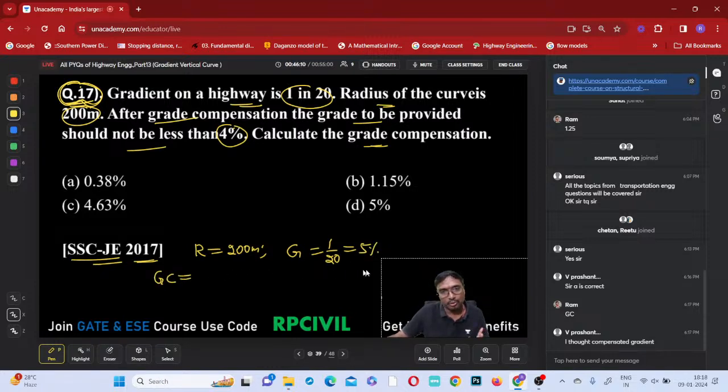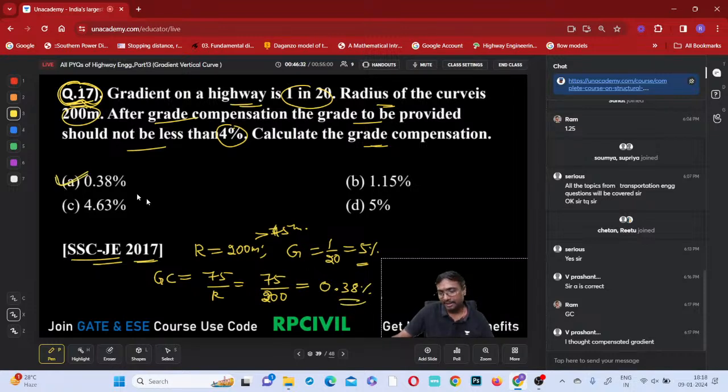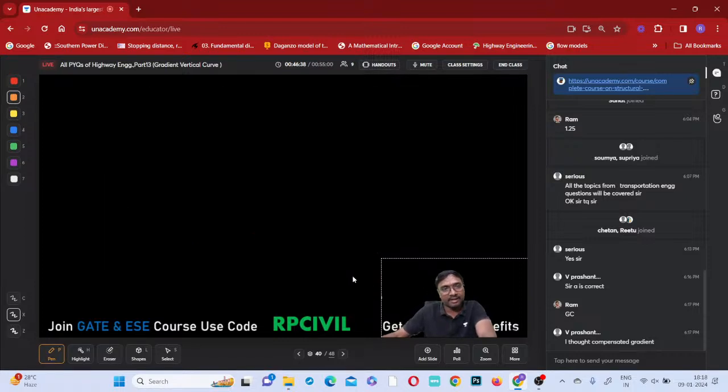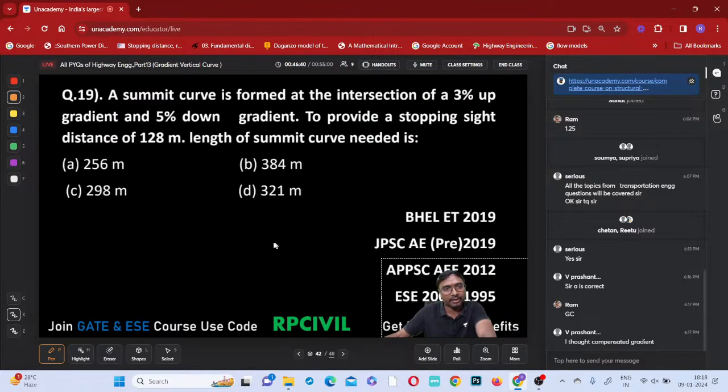Grade compensation is only asked, so it is greater than 45 meters, which formula do we have to use? 75 by R only we have to use. So what is that? 75 by 200, tell me. Approximately 0.38% only, no? Option A only will be the correct answer, right? Compensated gradient is asked or grade compensation only asked, right?